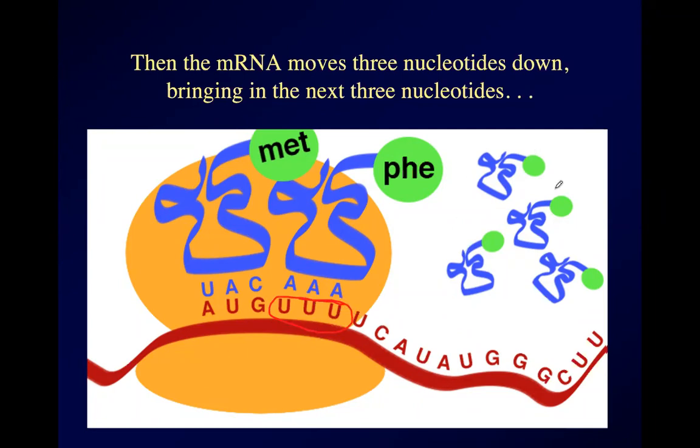Well, all of these different transfer RNAs will try to fit in. They'll pop in the slot and then fall out, and pop in and fall out. And the only one that can stay, the only one that can form hydrogen bonds right there, is the one whose anticodon loop is AAA.